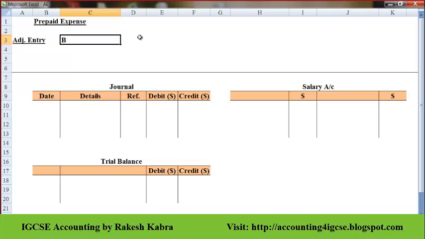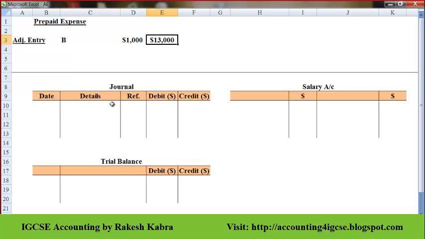And what is the rent? The rent of this building is, suppose, $1,000 per month. So how much rent should I pay for the whole year? 12,000. But I paid 13,000 to the owner of the building. I paid rent, how much? 13,000. So I need to pay only 12,000, but I paid him 13,000. One month's rent I paid in advance.